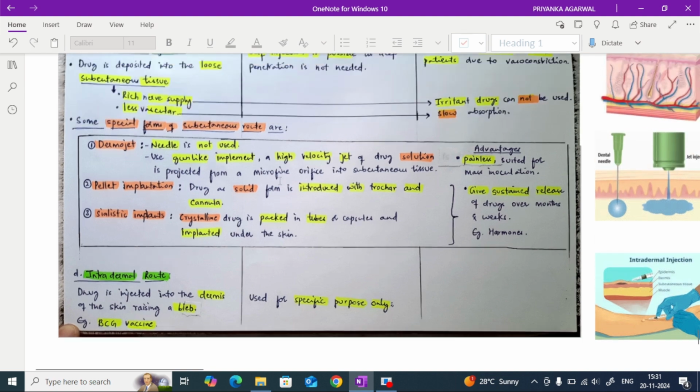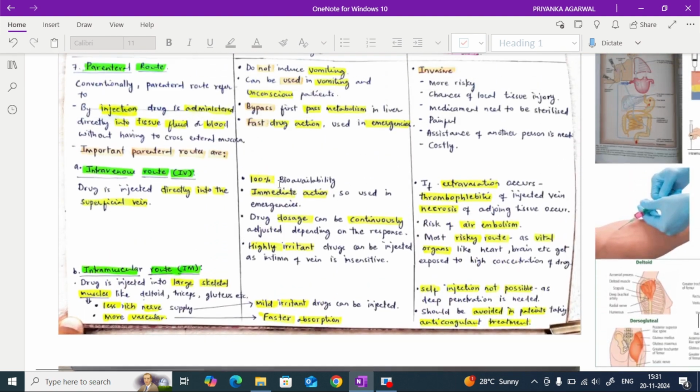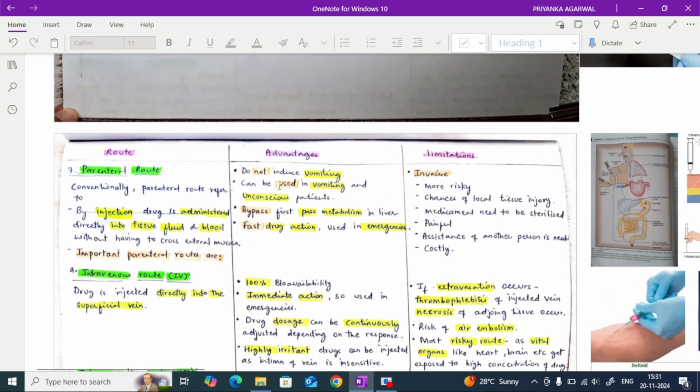So this is about the parenteral routes. This completes chapter 1.